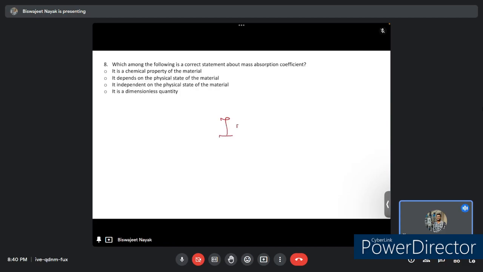Which among the following is the correct statement about mass absorption coefficient? As we have seen, the mass absorption coefficient intensity ratio is given by e to the power mu by rho times whatever depth it is going. So as we have discussed already, it is independent of the physical state of the matter.